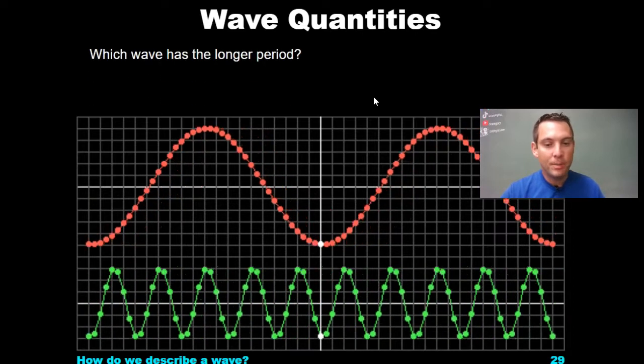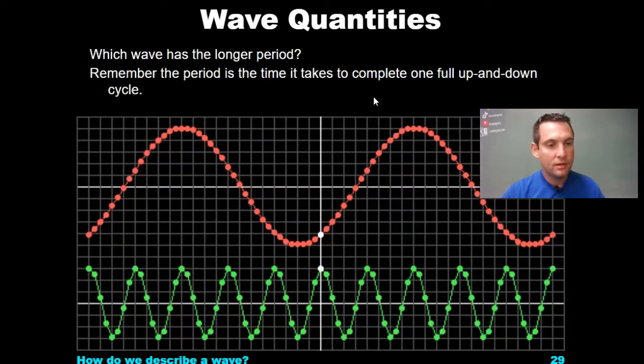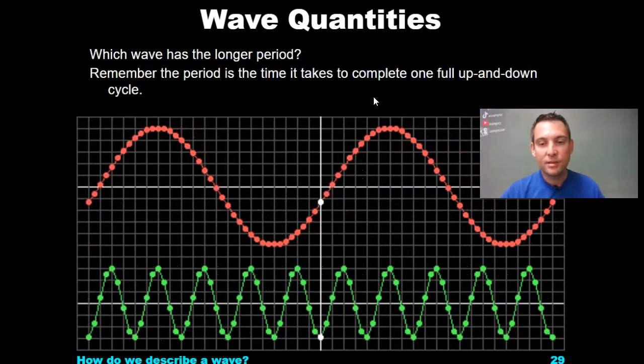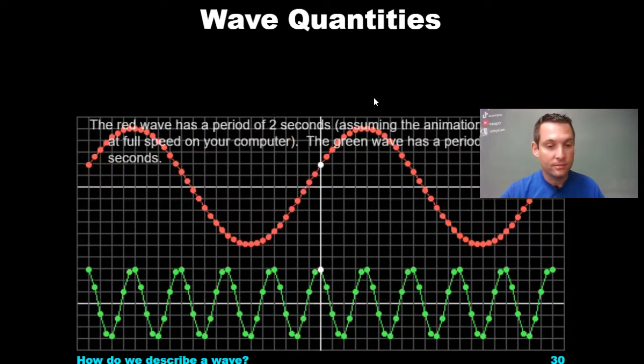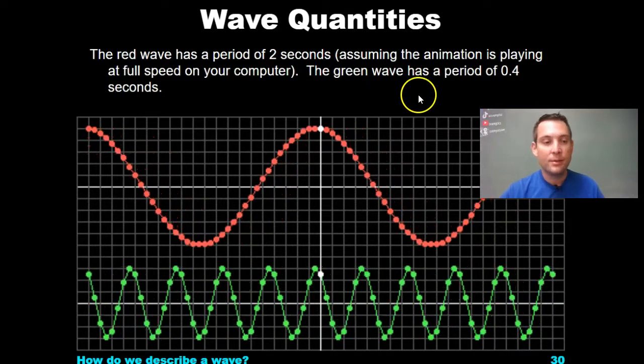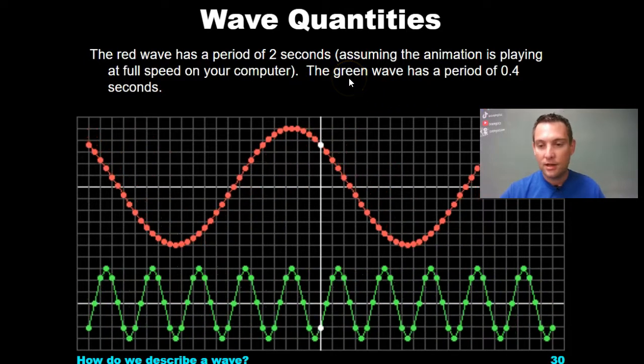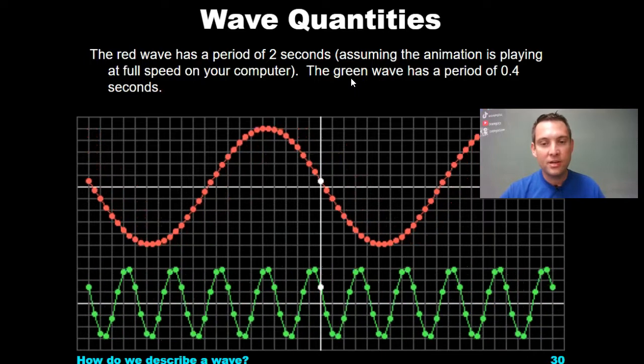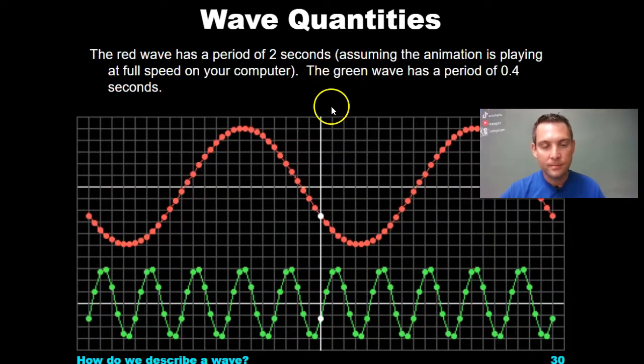Which wave has the longer period? The period is the time it takes to complete one full up and down cycle. So the red wave has a period of 2 seconds, assuming the animation is playing at full speed in the video. Then the green wave has a period of 0.4 seconds.